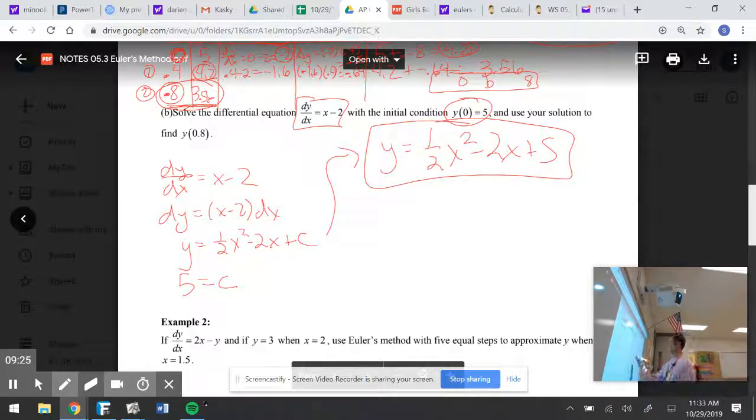And then I'm going to find the exact value. How do I find the exact value? I'm going to put a 0.8 in there. This would be a calculator part. I've got it right here. I got 3.72. I'm just going to round to the hundredths because my answer up there was, right?